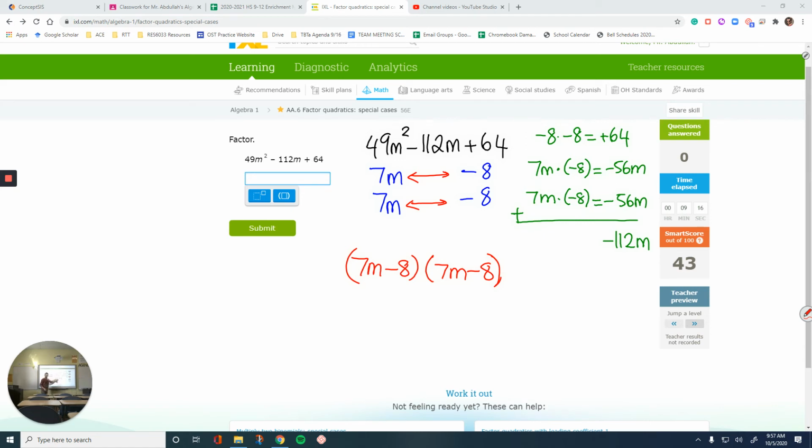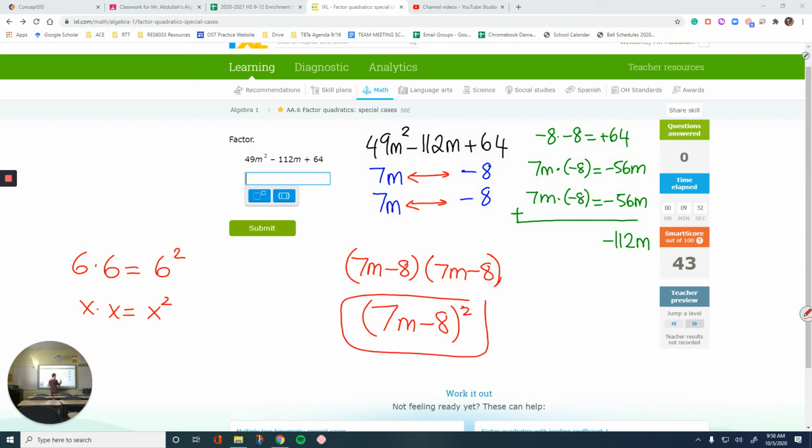So if this is what you're ending up with, it's like doing 6 times 6. What is 6 times 6? You can put 36, but you can also put 6 squared, right? Instead of 6 times 6. Or what about x times x? We don't leave it as it is. We put x squared. So if you're multiplying the same term by itself, you just increase the exponent. You write it this way, 7m minus 8 squared. My bad. I think this was the case with the other question as well. If that was the case, make sure you write your final answer accordingly.